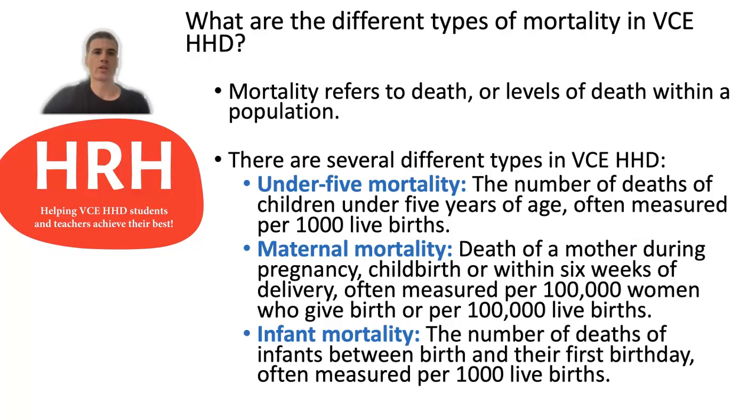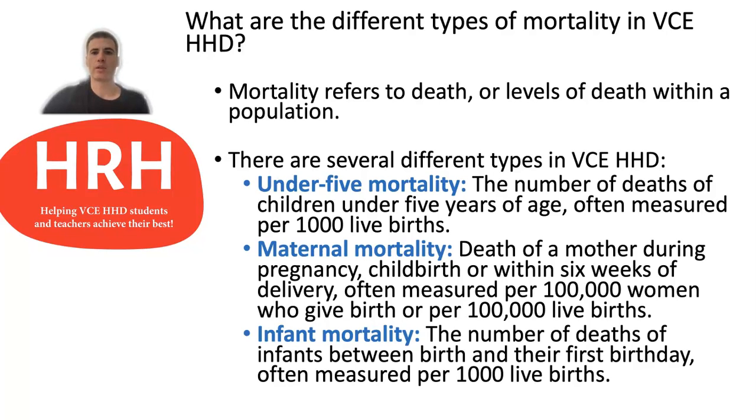So this video is focusing on the different types of mortality in VCE HHD. Mortality is referring to death or levels of death within a population. Often mortality is associated with a particular condition, so it could be looking at the mortality associated with cardiovascular disease, or it might be just looking at levels of mortality within a population at a more general level and not associated with one particular type of condition.